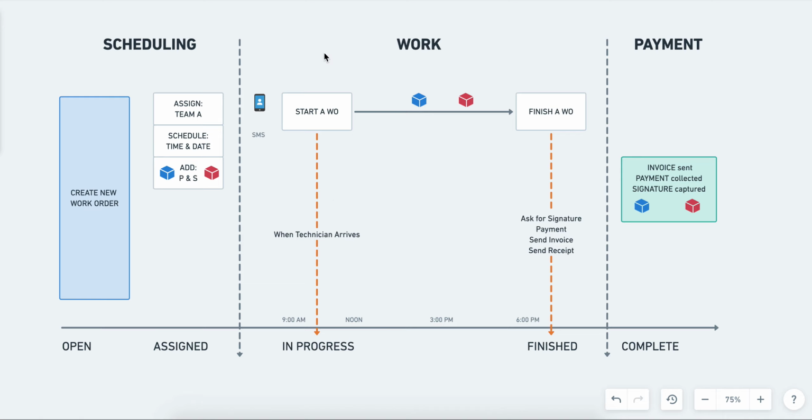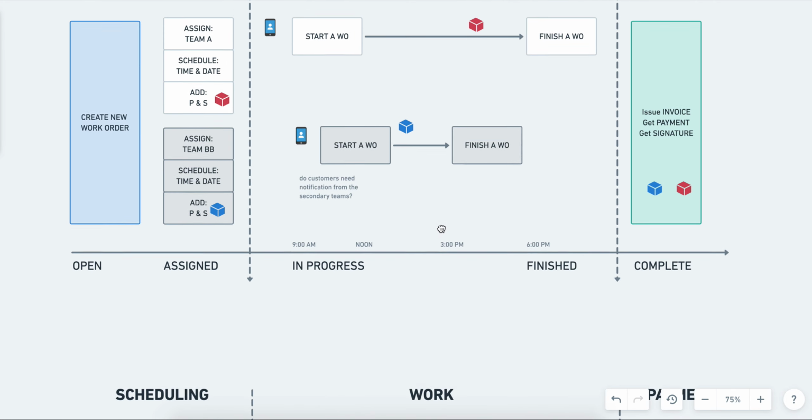During the workday, when a technician gets the work order on a mobile device, they can send an SMS right before the job starts, then start the work, deliver the product and service, finish the work, and ask for signature and payment. Once the payment is received and the invoice is sent, the invoice is marked as sent, payment is collected, signature is captured for that product and service, and the job is complete.